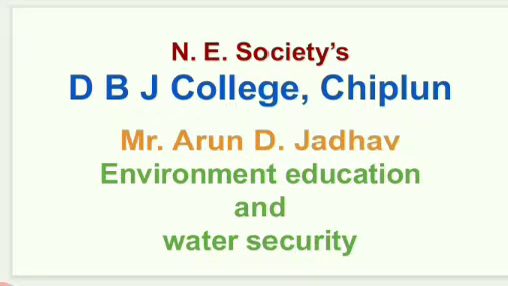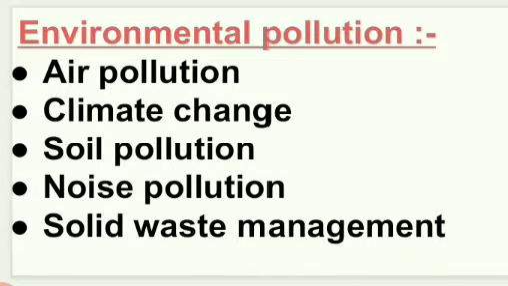And today we are going to start our second lesson, environmental pollution. In this lesson we are going to discuss five important points. The first point is air pollution, in which we will discuss what is meant by air pollution, what are air pollutants, what are sources of air pollution, and at the end of the first point we will discuss impacts of air pollution on humans and on environment.